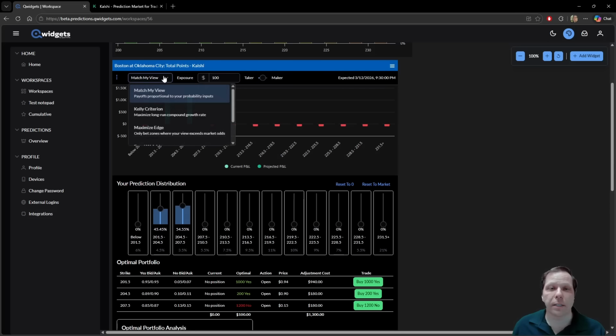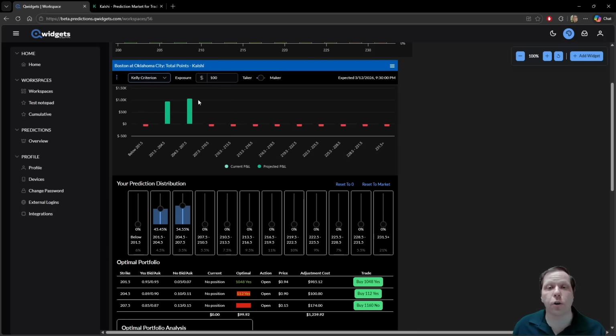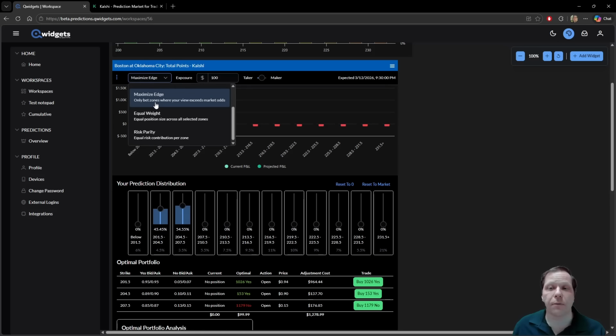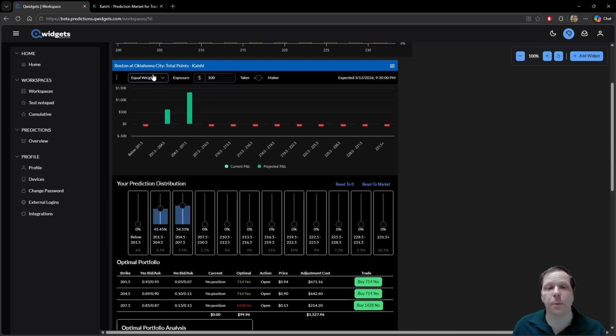Finally, the allocation method is for how Qwidgets decides quantities across outcomes. Match My View focuses on bigger bets where you're more confident. Kelly Criterion only sizes up when the line is in your favor, and you allocate more when the edge is bigger. Maximize Edge is the simpler version. You only invest where your probability beats the market with size based on that gap. Equal weight means the same size in every outcome selected, and risk parity leans smaller on expensive outcomes and bigger on cheaper ones, so one outcome doesn't dominate risk.